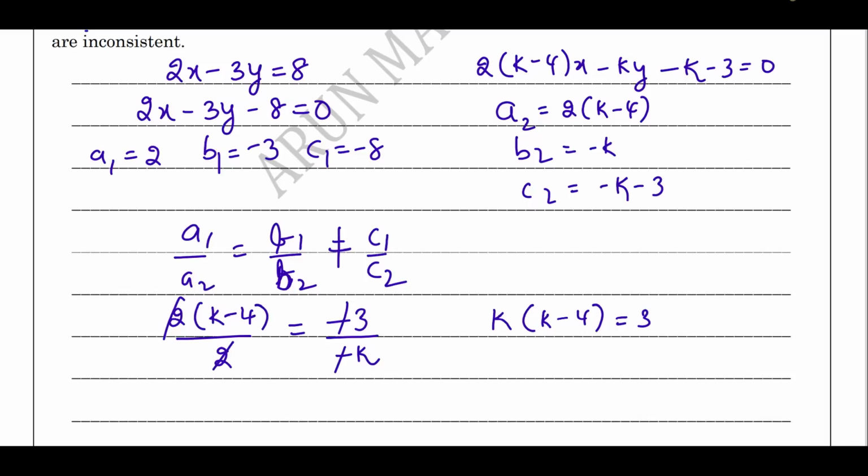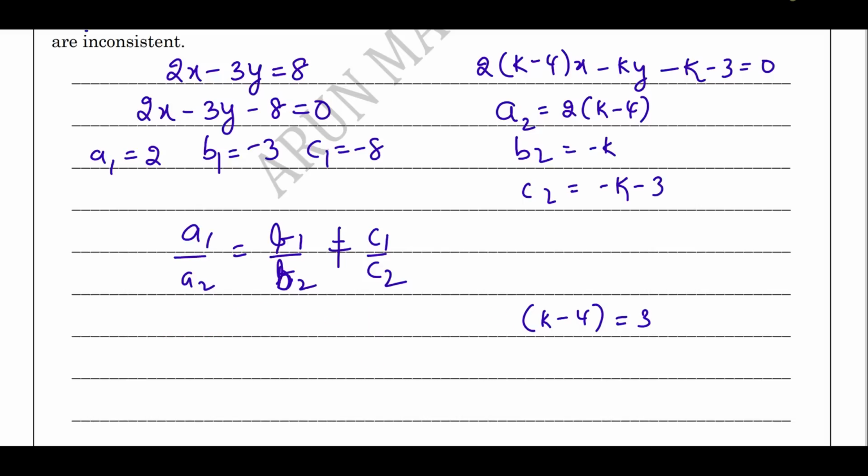Dear students, I have wrongly written the values here. That's why when you are in a hurry, you tend to make mistakes, but in the examination, don't be in a hurry. Try to solve with patience. What is a1? a1 is 2. a2 is 2 into k minus 4. What is b1? b1 is minus 3. b2 is minus k. Right?